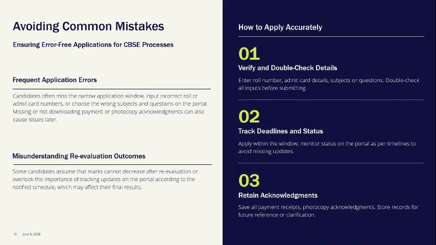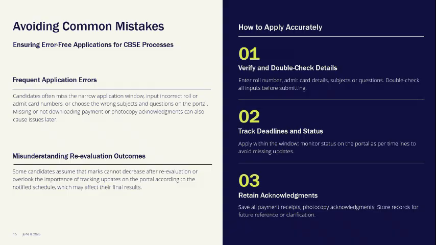Choose verification if you suspect totaling mistakes, unchecked answers, or transfer errors. Choose photocopy if you want transparency and wish to inspect the evaluated answer sheet yourself. Choose re-evaluation if, after reviewing the photocopy, you find specific answers that deserve additional marks. Always remember that re-evaluation carries the possibility of both an increase and a decrease in marks.